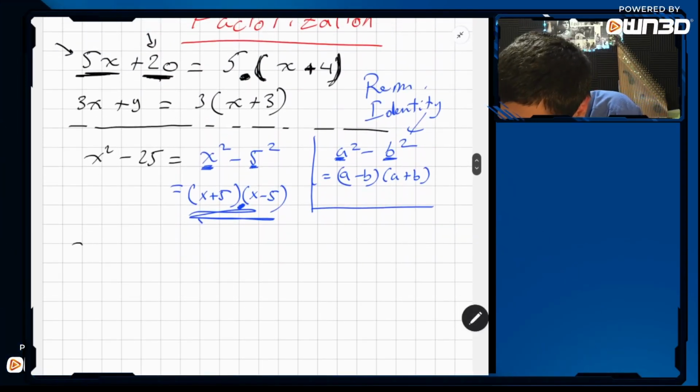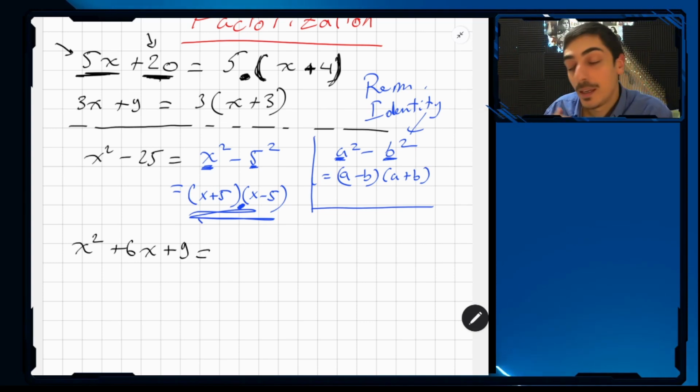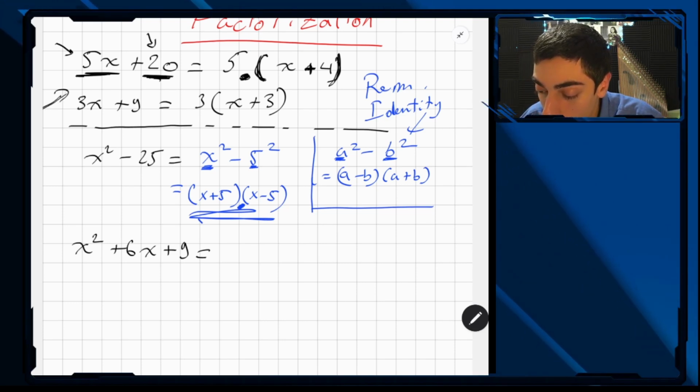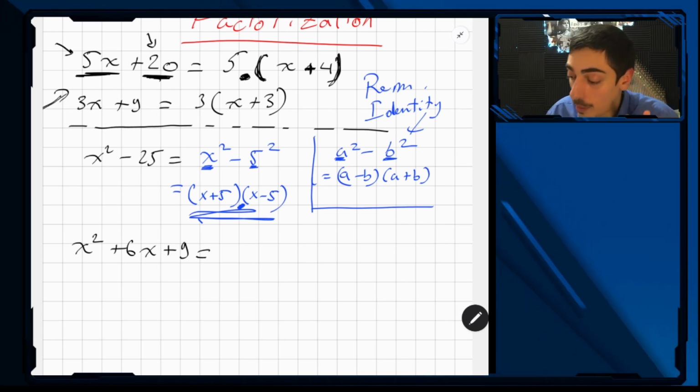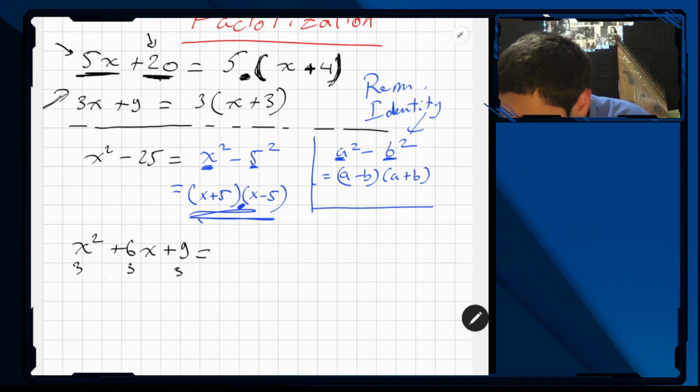Case number 2 is, let's say, x squared plus 6x plus 9, and I want to factorize that. Again, if you start looking for common factors like we did here, you will never get the solution. There's nothing in common here. Oh, there's a 3 here and a 3 here. Yes, but there's no 3 here.